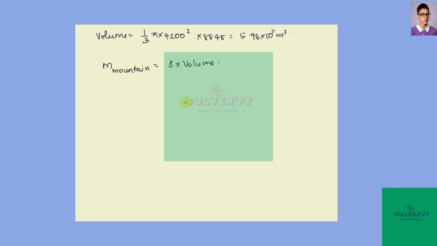Now we need to find the value of rho, which is the density of the Mount Everest. A typical density value for rocks and the minerals around us is 2700 kilograms per meter cube. So 2700 into 5.96 multiplied by 10 raised to 11, which is equal to 1.61 into 10 raised to 15 kilogram.